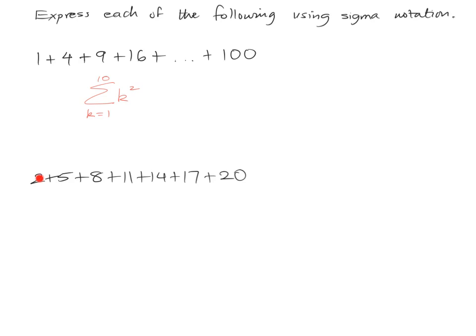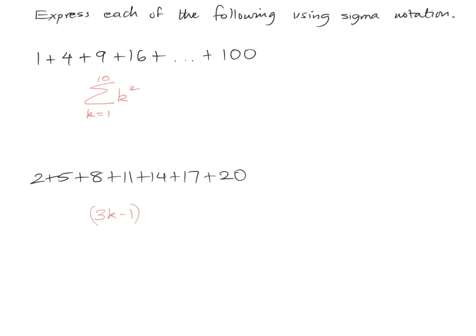So this is 3 times 1 minus 1. This is 3 times 2 minus 1. This is 3 times 3 minus 1. This is 3 times 4 minus 1. 5 minus 1, 6 minus 1. So 3 times 7 minus 1 is the very last one. So I'm going to write this as 3k minus 1.